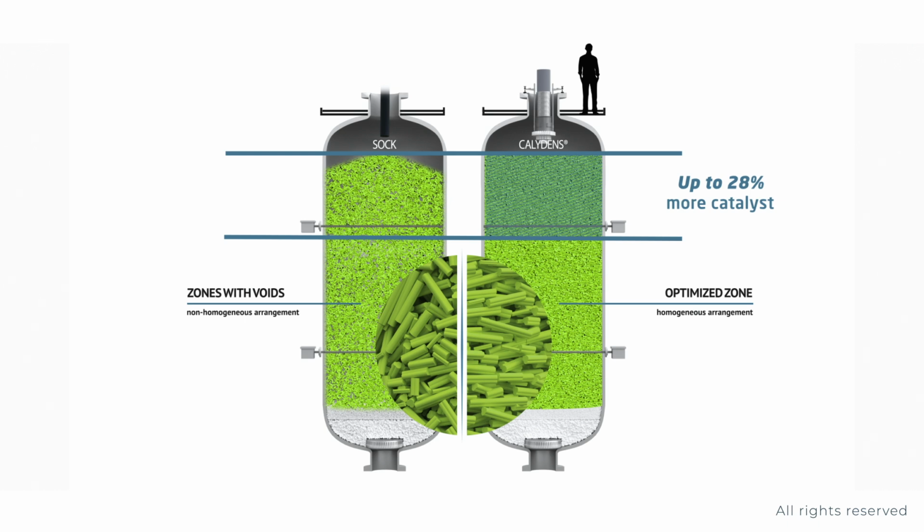This homogeneity allows for up to 28% more space efficiency, so you can either fit more catalyst into the reactor or occupy less volume for the same amount loaded.